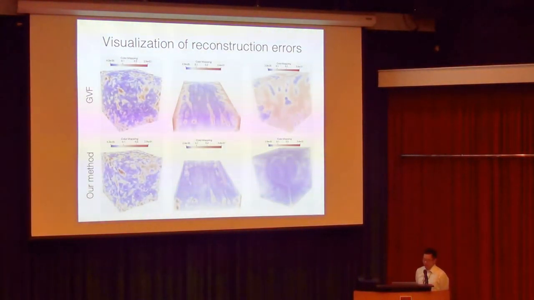And this one shows you the error difference. Again, in the volumes, we show the voxel-wise errors, with blue representing low error and red representing high error. You're able to see that using our method, we achieve low error compared with the gradient vector flow.